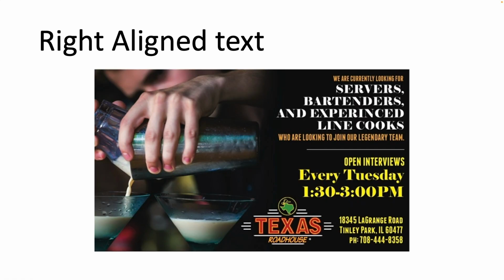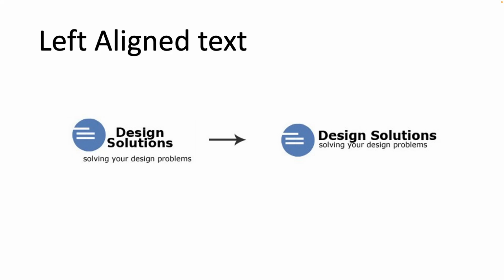Alignment. Most of what we see is left aligned text. That's most of what we have in our encounter with anything online or books or anything. But right aligned text can be interesting. If you're creating something that you don't have to communicate a lot of information, it can be a good way to kind of catch people off guard. So you can see how this flyer did that, or the advertisement did that.